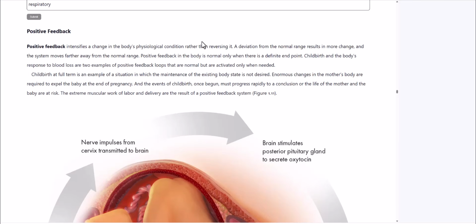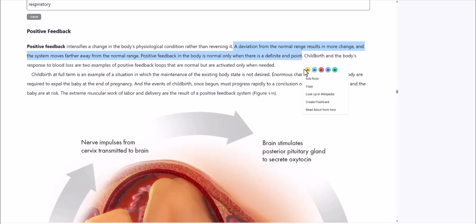Positive feedback is when a deviation, when something starts to change from the normal range, and rather than the body trying to correct it, instead, the body keeps going and keeps going and keeps going until it reaches a final point. Now, one classic example of positive feedback is childbirth.